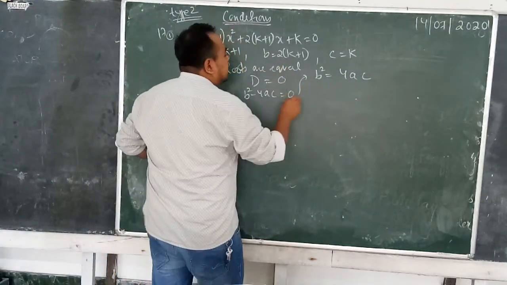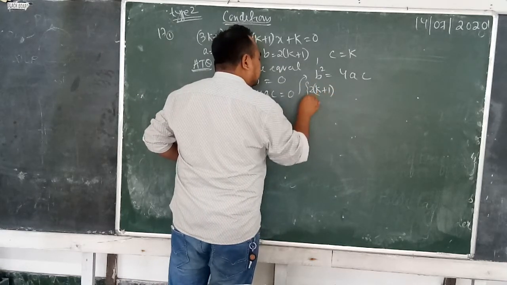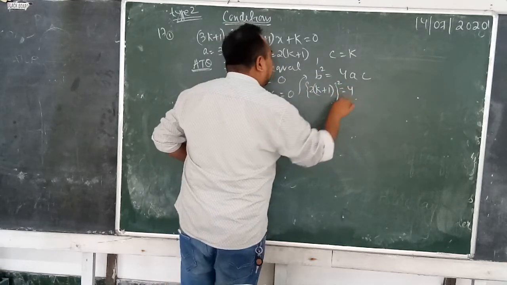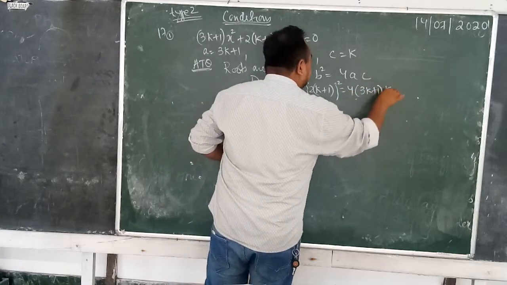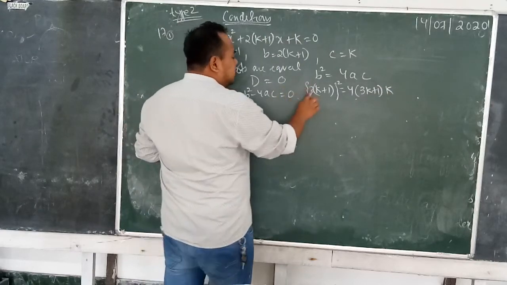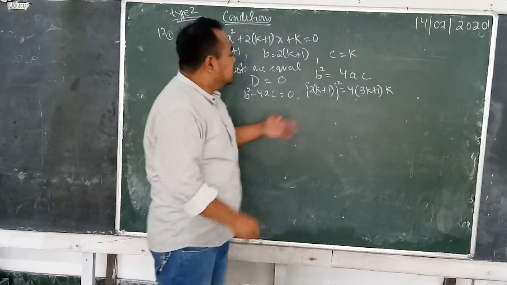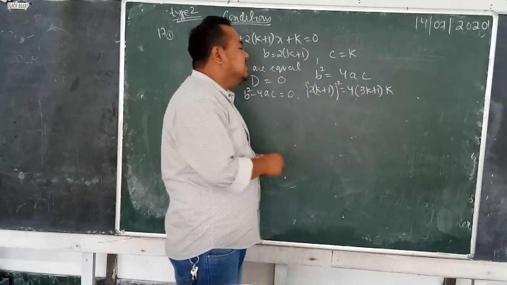Now put the value of b, what is it? 2 times (k plus 1) whole square equal to 4 times a is 3k plus 1 and c is k. Now please don't make the mistake of multiplying 2 with k, because as you can see on the right hand side that is 4, so this 2 means 2 square means 4, you can easily cancel that.